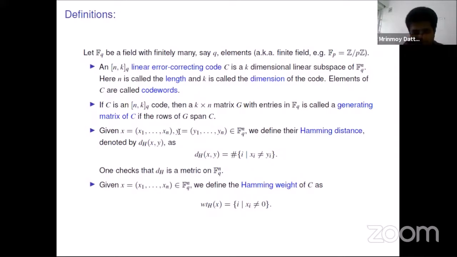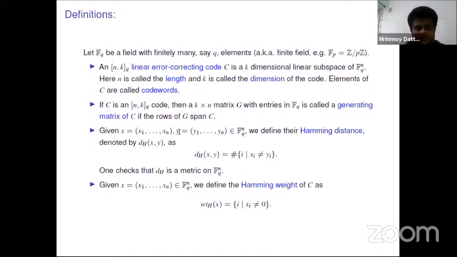And one of the important axioms that you have to check for this is that this metric satisfies the triangle inequality. But I believe that you will check it for yourself if you are interested.